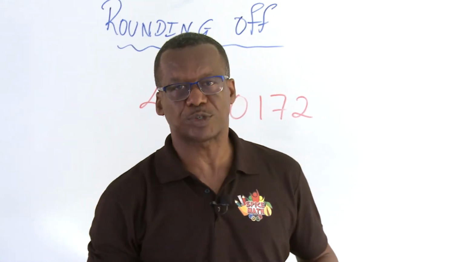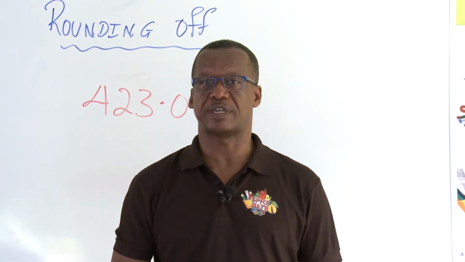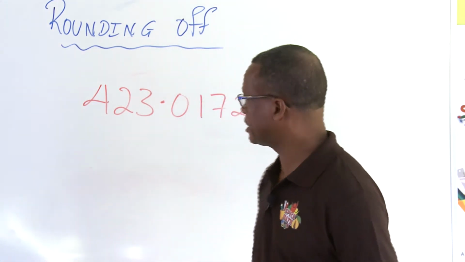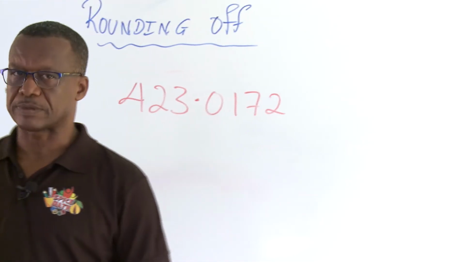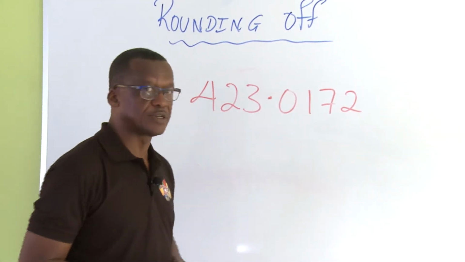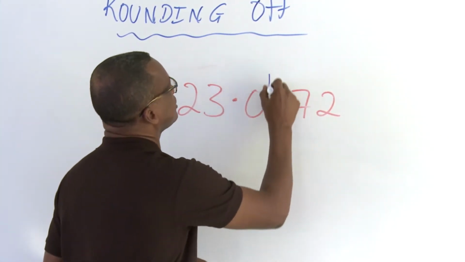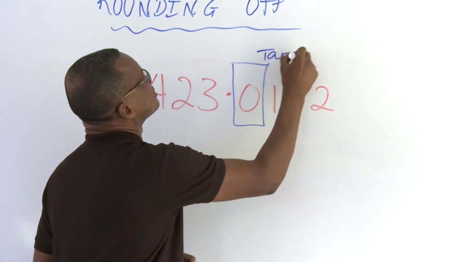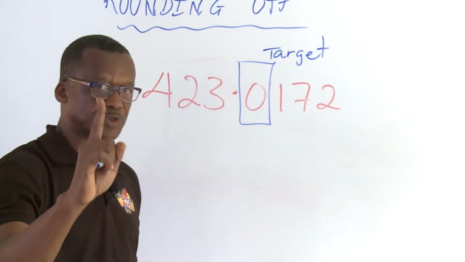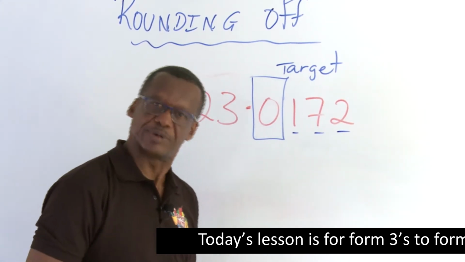And you were asked to round it off to 1 decimal place. That would imply that our target digit would be the first decimal place, in this case, 0. Then we need to look at the numbers that come after the 0. Target is the 0, because we were asked to do it to 1 decimal place. So all the numbers after the 0 will become zeros.